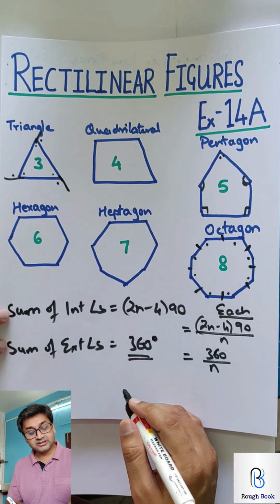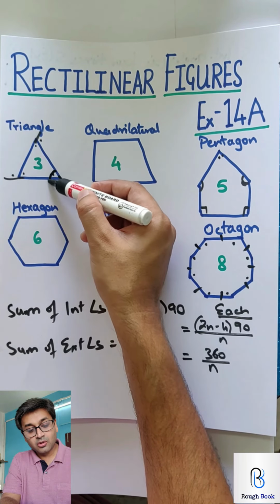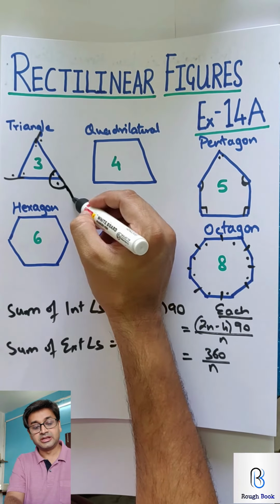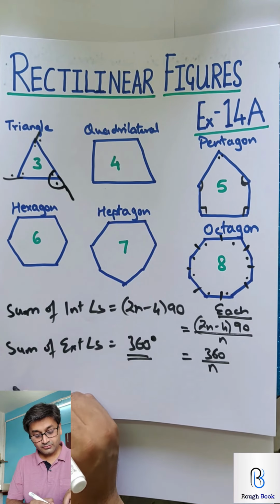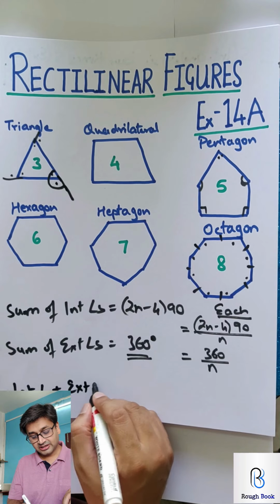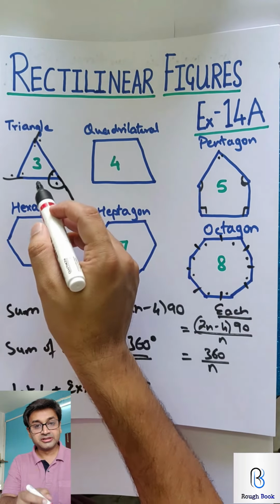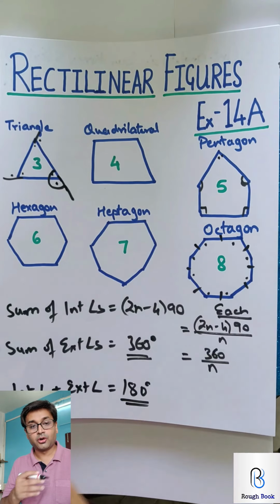And then there is a relationship between these two. Can you look at this? Interior and exterior. What is the relationship here between the interior and exterior angle? So each interior angle plus each exterior angle, the total always is 180. Whether it is triangle, pentagon, heptagon, octagon, anything.